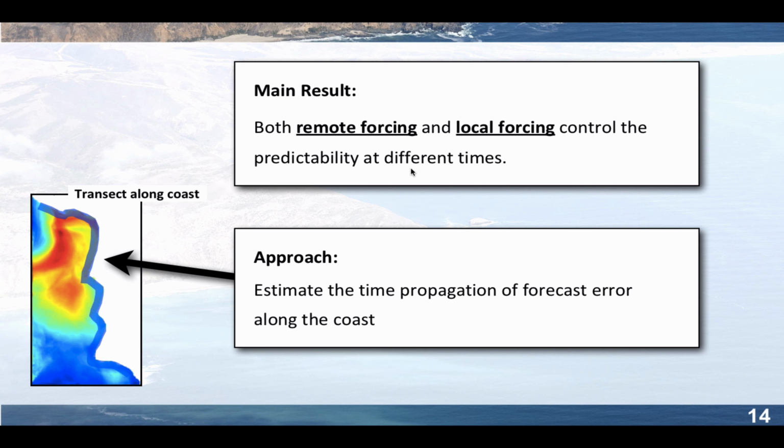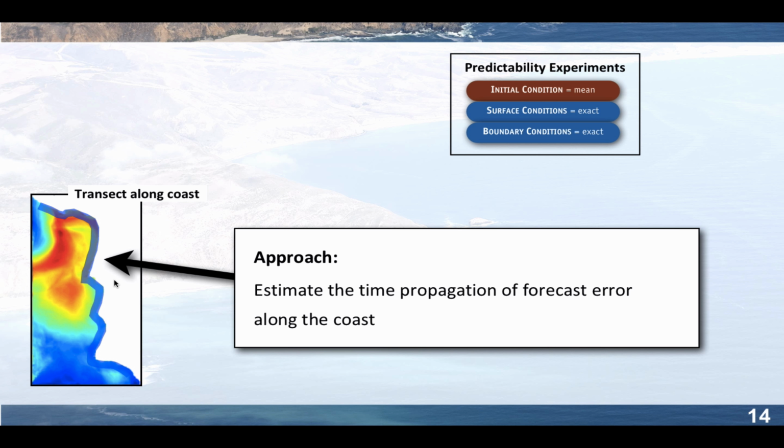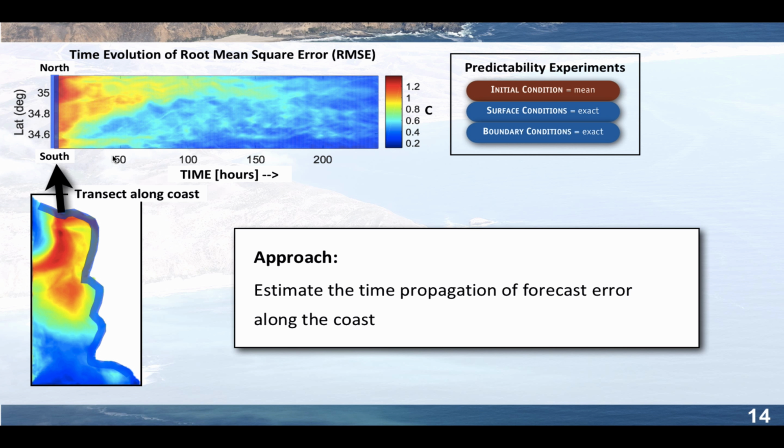So let's try to quantify this a little bit better, and we'll do that by estimating the time propagation of the forecast error along the coast. So we're going to take a transect that follows the coast here, and then we're going to see the error along this transect as a function of time. For example, this is an example of this transect for the experiments that have the initial condition set to the mean, so essentially climatological initial condition, but the exact surface and boundary condition.